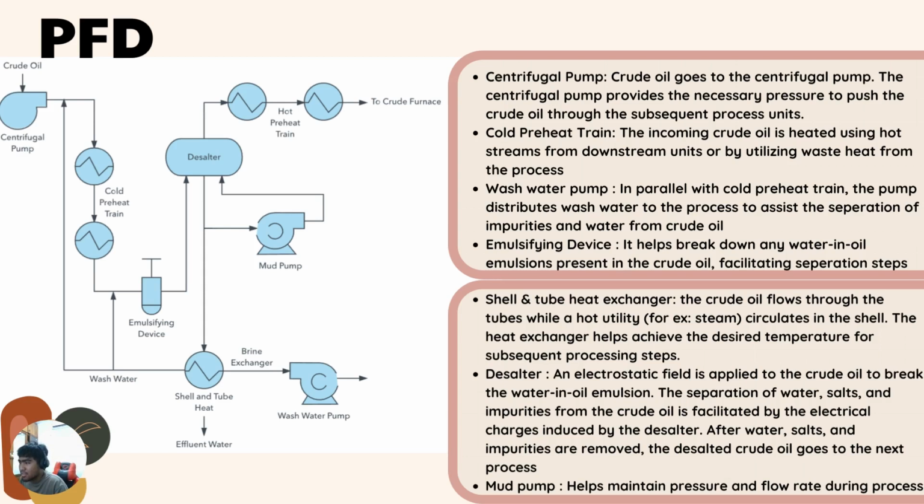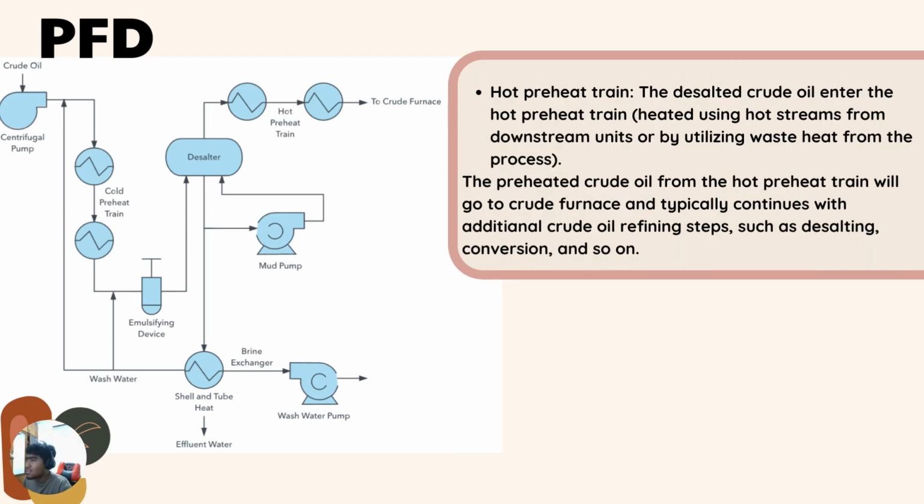And then we have the desalter. An electrostatic field is applied to the crude oil to break the water in oil emulsion. The separation of water, salts, and impurities from the crude oil is facilitated by the electrical charges induced by the desalter. After water, salts, and impurities are removed, the desalted crude oil goes to the next process. And then we have the mud pump. It helps maintain pressure and flow rate during the process.